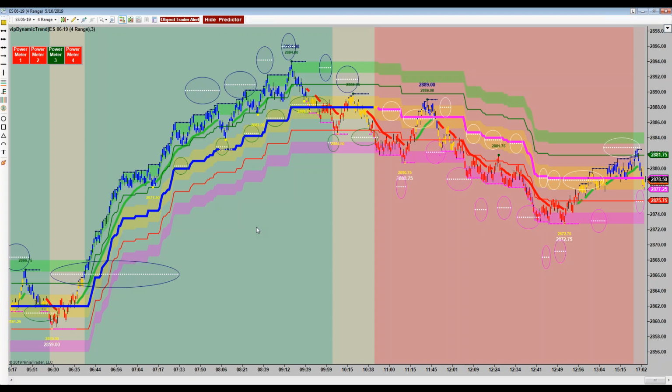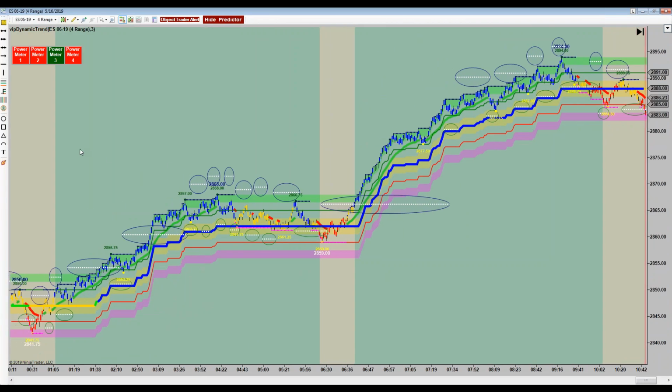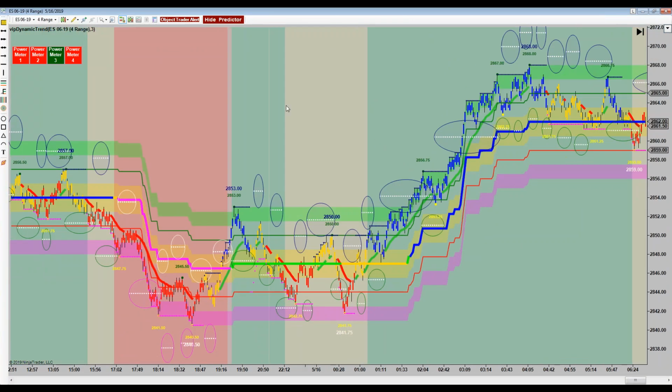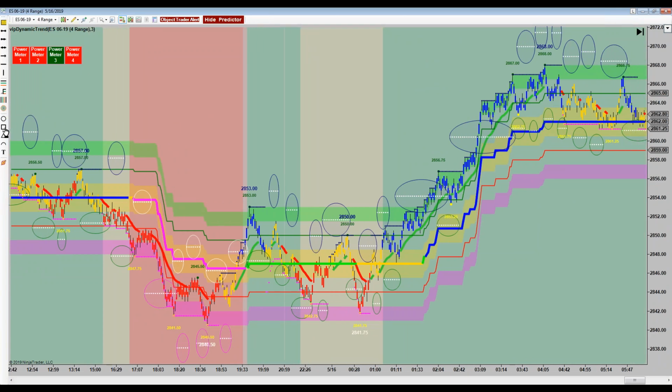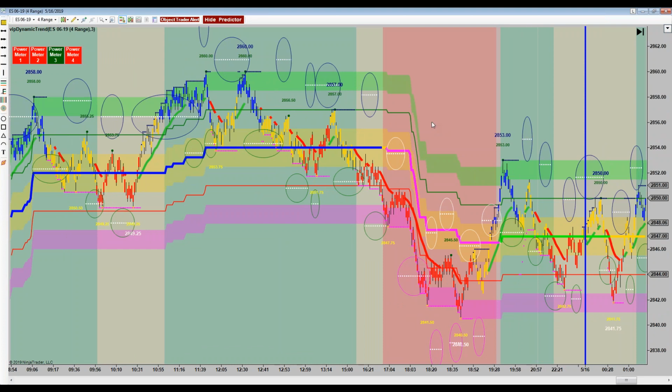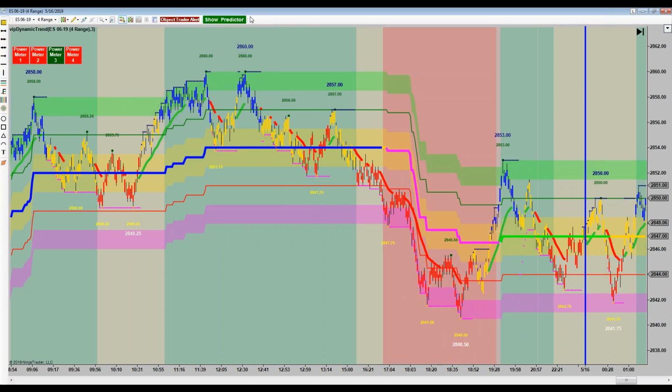What you are looking at here is the E-mini S&P futures, called ES. Today is May 16th. I'm going to quickly go through this, and then I'm going to shift to crude oil and some other charts. Here's midnight Pacific right here. These ovals are real-time support and resistance levels. They're called predictors. You can turn those on and off using this little button right here on the toolbar.